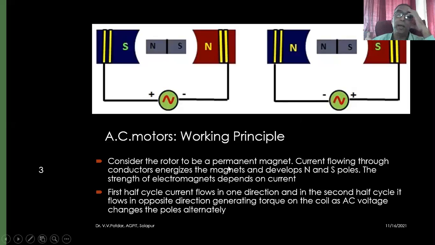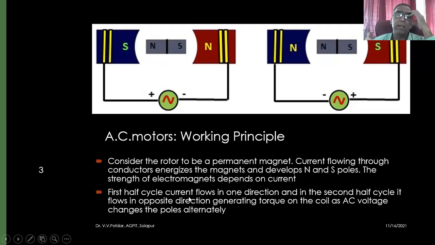Consider a rotor to be a permanent magnet. Current flowing through the conductors energizes the magnets, because these are electromagnets, and develops north and south poles. After electromagnetization, they develop north pole and south poles. The strength of the electromagnets depends on the current that we supply.